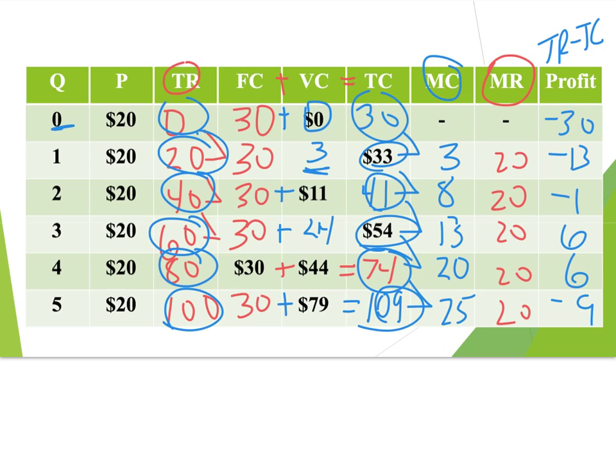So in this case, I can maximize profits at $6, but how many units would I produce is where MR equals MC, where 20 equals 20. So I'm going to produce 4 units for that reason. It's the highest profit, and it's where MR equals MC, where 20 equals 20, which is my decision rule for maximizing profit.